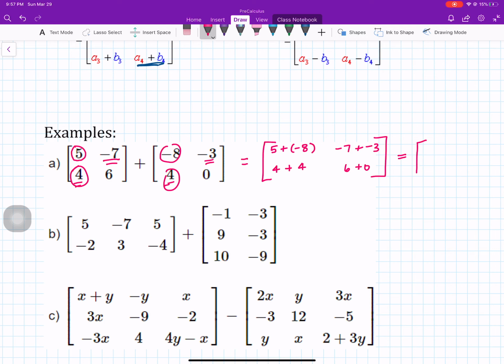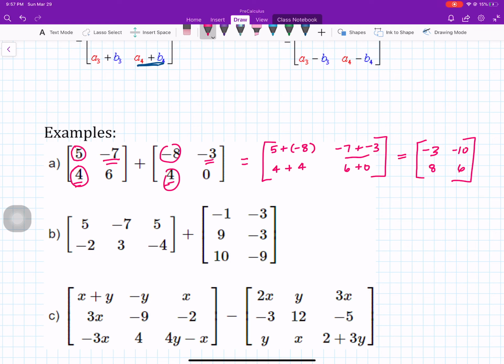So now it's just simple math. 5 plus negative 8 would be negative 3. 4 plus 4 is 8. Negative 7 plus negative 3 would be negative 10. And then 6 plus 0 is 6. And you have added your matrices. Again, this isn't very hard to do. It's just very easy to mess up, especially when you're subtracting. So make sure you're being careful about your negative signs.